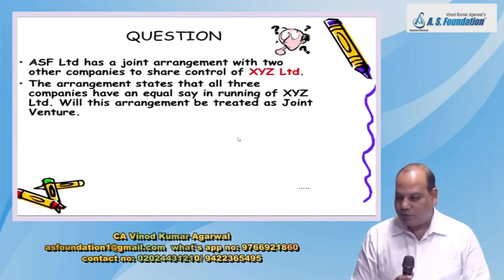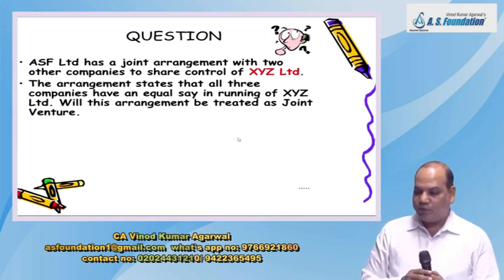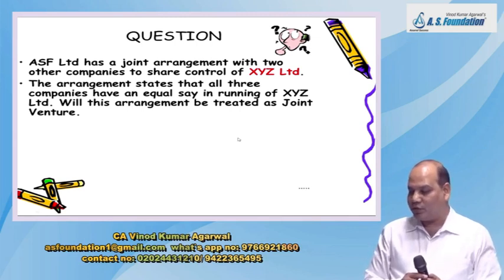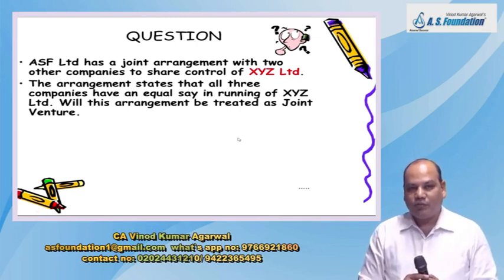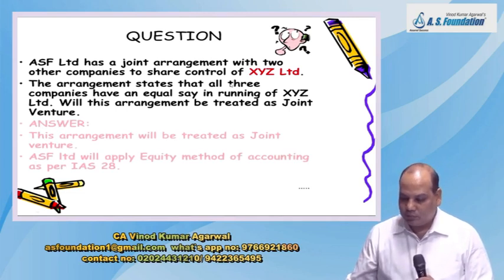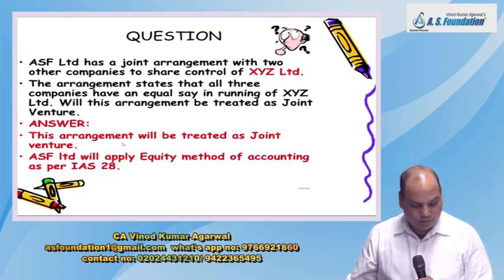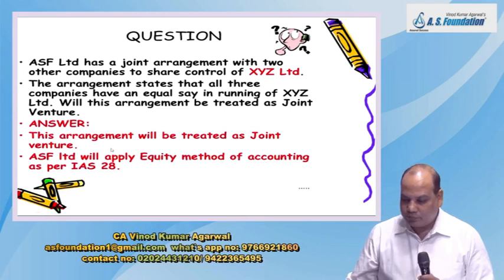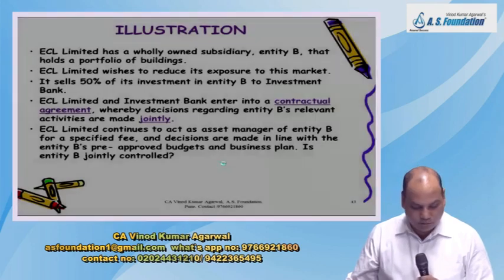The question is so brief that we really can't say, but if you have to take a stand, the answer would be yes, because a new entity is created. So if a new entity is created, and the question does not have sufficient detail, one can assume that it is a joint venture. So the answer is, write down, the arrangement will be treated as joint venture. And once it is treated as joint venture, then you will apply equity method of accounting as per IS 28.